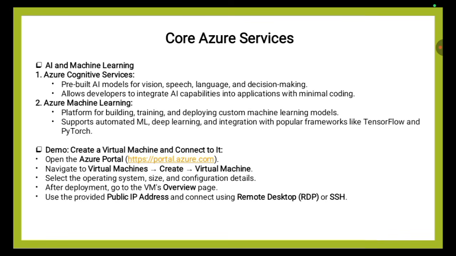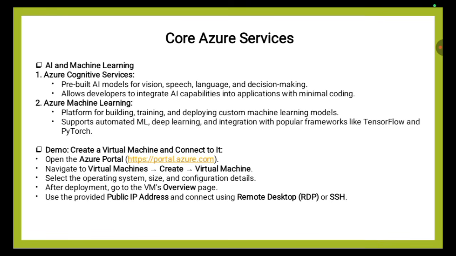AI and machine learning. 1. Azure Cognitive Services. Pre-built AI models for vision, speech, language, and decision making. Allows developers to integrate AI capabilities into applications with minimal coding. 2. Azure Machine Learning. Platform for building, training, and deploying custom machine learning models. Supports automated ML, deep learning, and integration with popular frameworks like TensorFlow and PyTorch.